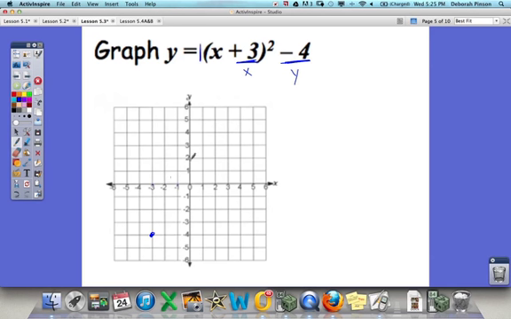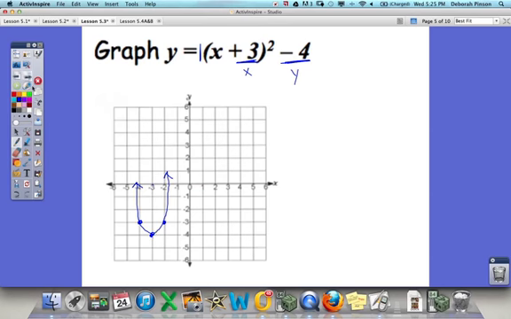Now, since my a is a 1, I know I'm going to be going up. Instead of using a y-intercept this time, I'm going to use sort of the idea of slope. So I'm going to go up 1 over 1. I can't keep going up 1 over 1 because there's no slope in parabolas, but I can use that idea to sketch in my picture.